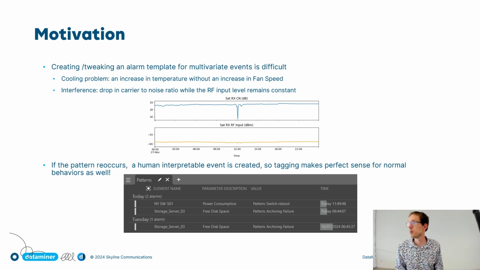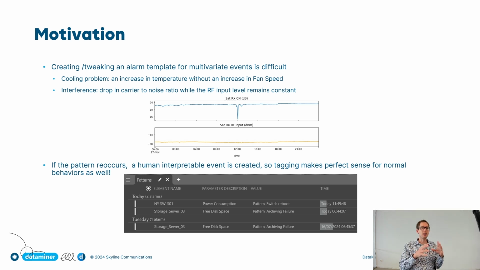A similar thing happens with interference. Here you observe a drop in carrier to noise ratio while the RF input level remains constant. Again, this is very difficult to configure using alarm templates, but it's super easy using pattern matching.